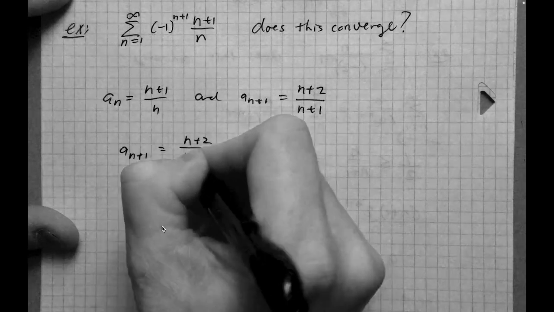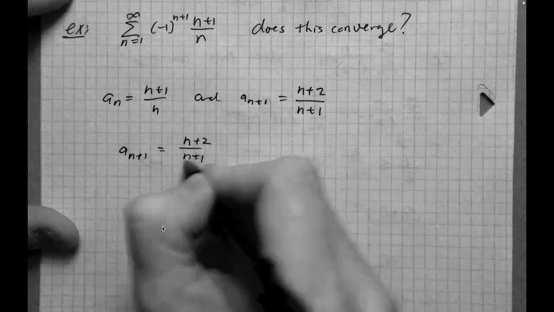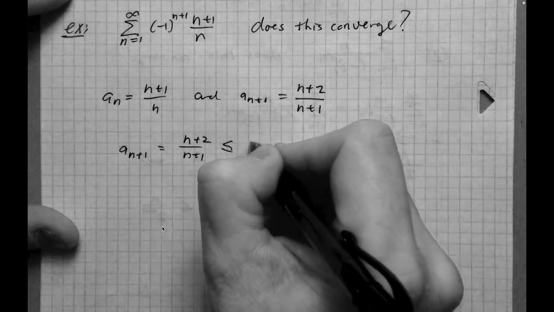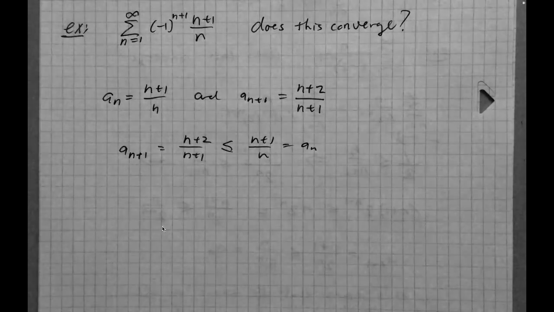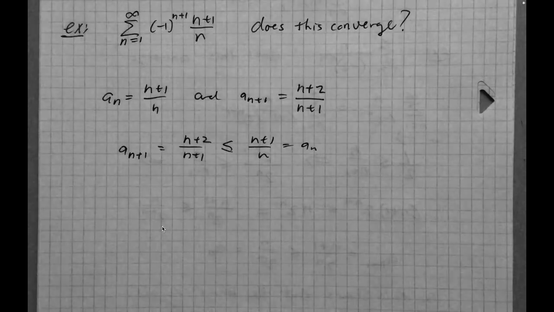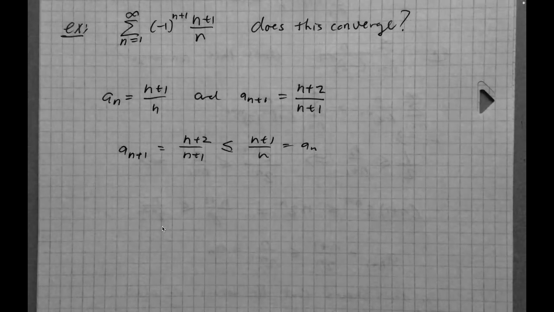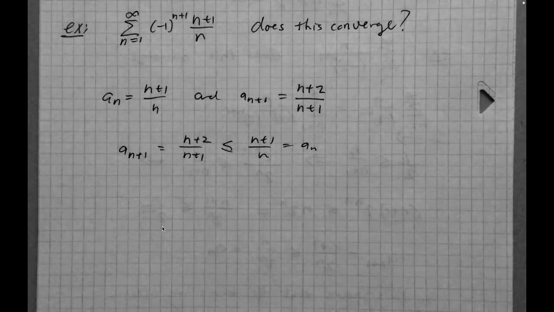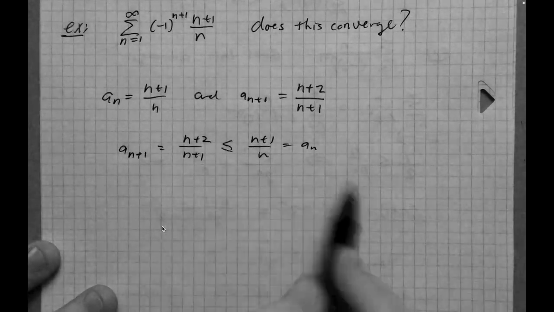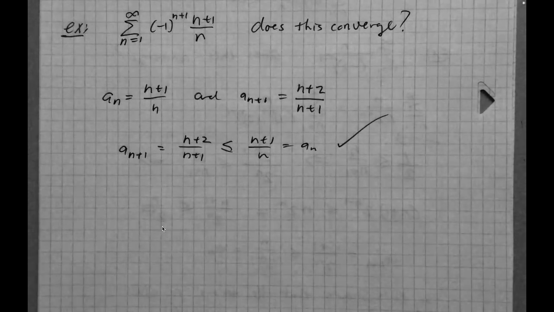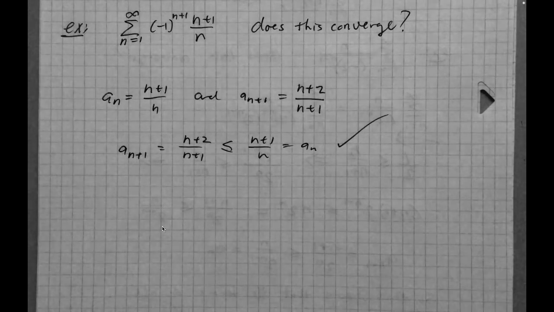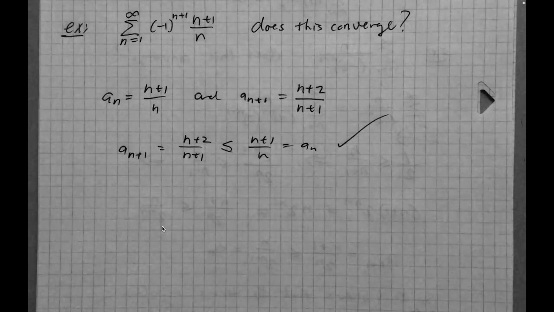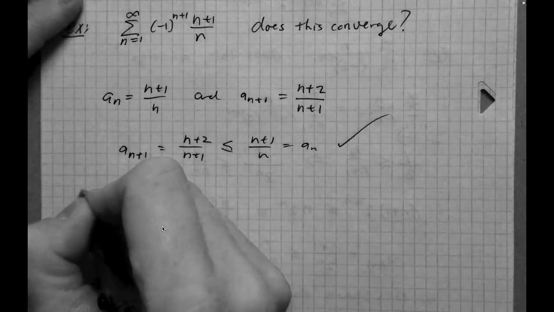N plus 2 over n plus 1 is going to be always less than or equal to n plus 1 over n, which is your a of n, right? You can just try a few values, and you'll see that it's definitely true, and that condition holds. So check. So that's good. What about the limit? What about the limit of the nth term?